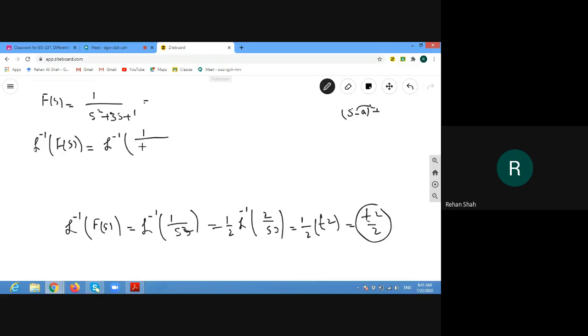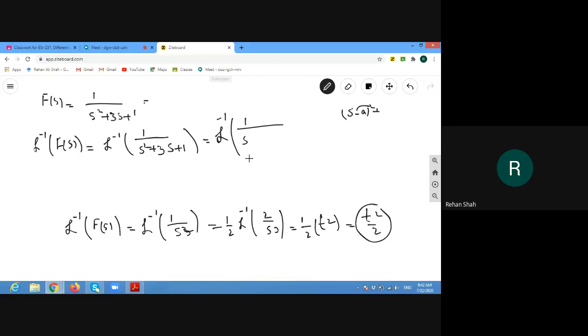1 ओवर s स्क्वायर प्लस 3s प्लस 1. So this will give you L inverse of... जब भी आप s स्क्वायर प्लस s देख लें, so you try to make completing square.